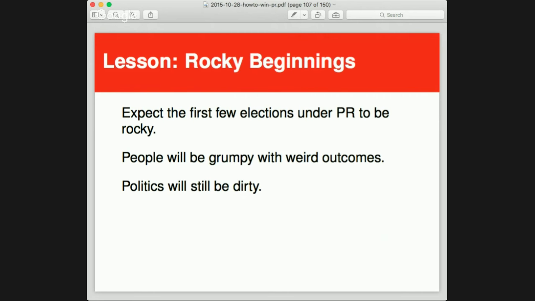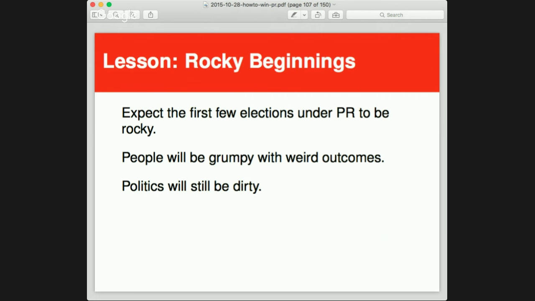Here's a lesson. We should be careful about what we tell people about proportional representation, because the first few elections are likely to be rocky. There are likely going to be some hiccups in developing the system and implementing the system. And so people will be mad after the first couple of elections. They will find ways that it gives them results that they weren't expecting. And then there will be some pressure to move back.